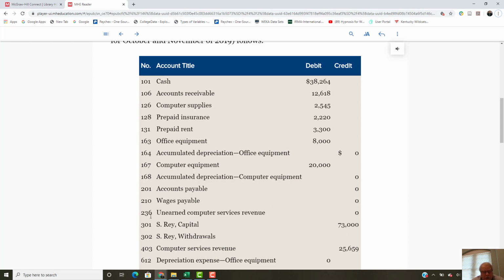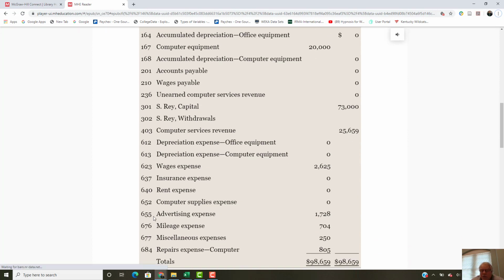We have another 200 level account, and remember that all 100 level accounts are assets, all 200 level accounts are liabilities, 300s are the capital accounts, 400s are the revenue accounts, and then 5, 6, 7, and 800s are your expense accounts. In this case, we've only used the 600 accounts.